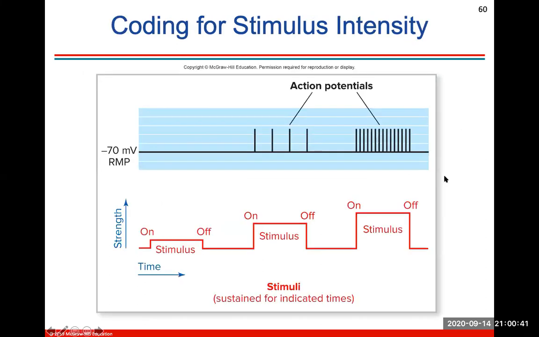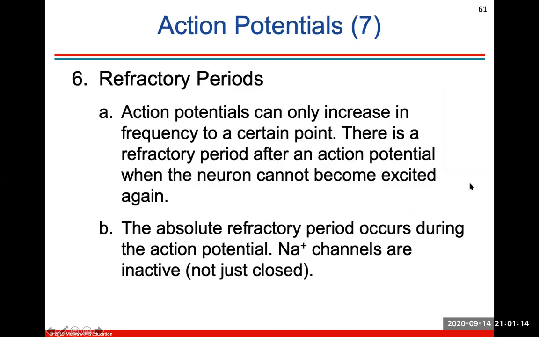So I'm going to let you look at these. This is coding for stimulus intensity. If we were in a lab, we could measure the intensity of a stimulus sustained for indicated periods of time. So these are action potential peaks showing how strong a stimulus is. You can see that this stimulus is not strong enough to generate an action potential, but once we get up to this stimulus, it is strong enough to generate an action potential. And if the stimulus is on for a longer amount of time, it'll just generate more action potentials.